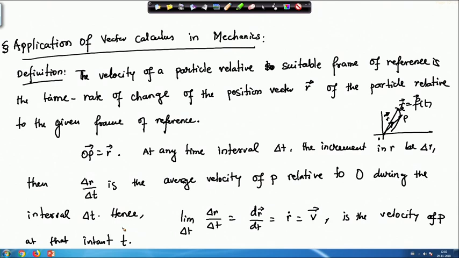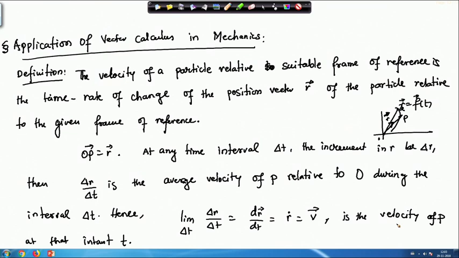So, basically if we have a small increment delta r for any time interval delta t, then delta r by delta t is the average velocity. So, how much it has increased is delta r, and delta r by delta t is the average velocity of p relative to this origin O during the interval delta t, and therefore, we can write in terms of limit, and this dr dt or r dot is our velocity at that point p at an instant t.